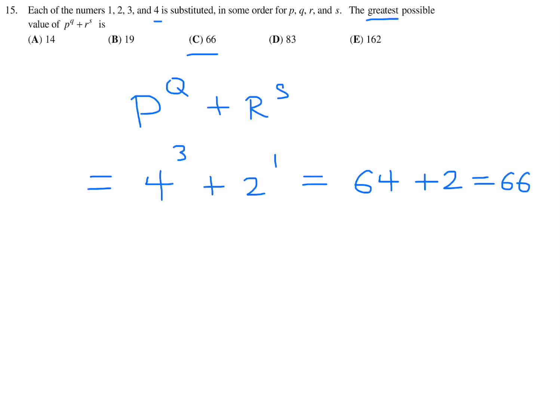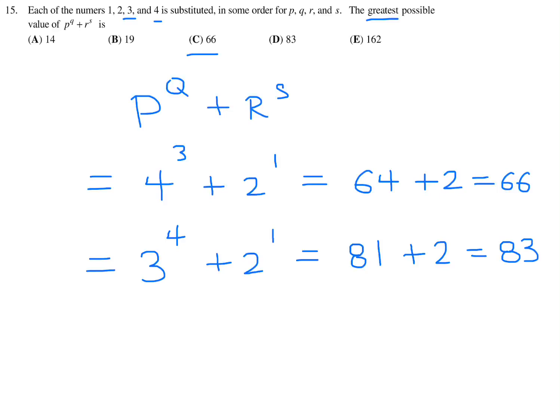But is that the greatest? Well, let's see if we can find anything greater. Now let's choose 3 for P, and then I'll choose 4 for the exponent. And then, of course, we still have just 2 and 1 as the remaining choices. 3 to the power of 4 is 9 times 9, which is 81, plus 2, and this is 83. So when you manipulate the numbers in a different way, you got a bigger answer. So this is indeed the correct answer, 83, because there's no way of getting 162.